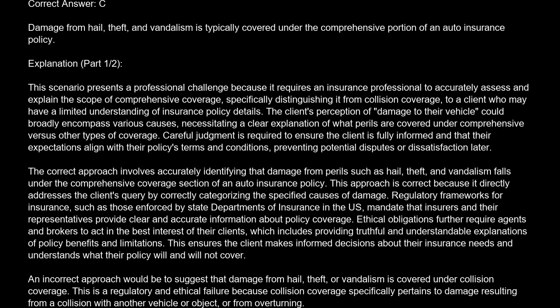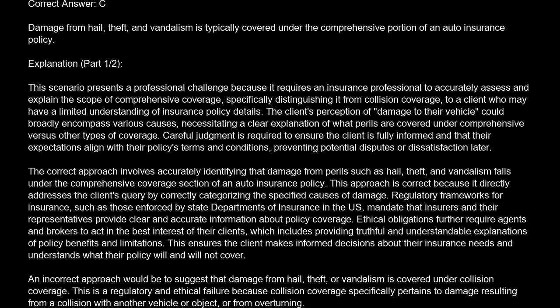The client's perception of damage to their vehicle could broadly encompass various causes, necessitating a clear explanation of what perils are covered under comprehensive versus other types of coverage. Careful judgment is required to ensure the client is fully informed and that their expectations align with their policy's terms and conditions, preventing potential disputes or dissatisfaction later.